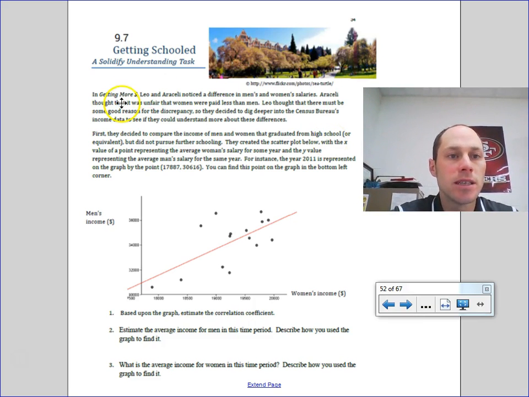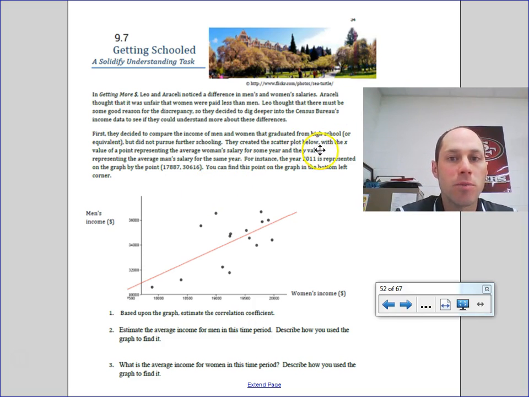So in our previous lesson in Getting More Money, Leo and Araceli noticed a difference in men and women's salaries. Araceli thought it was unfair that women were paid less than men. Leo thought that there must be some good reason for the discrepancy. So they decided to dig deeper into the Census Bureau's income data to see if they could understand more about those differences. First, they decided to compare the income of men and women that graduated from high school or equivalent, but did not pursue further schooling.